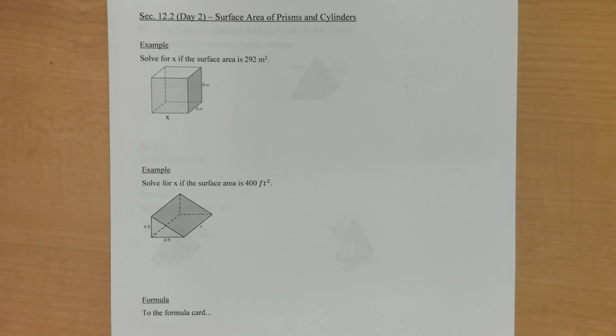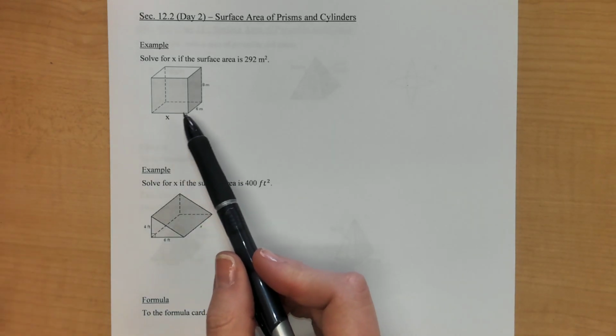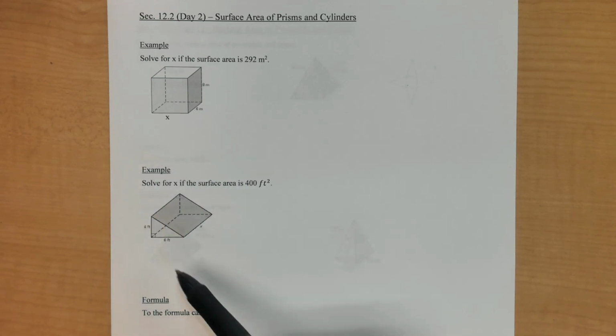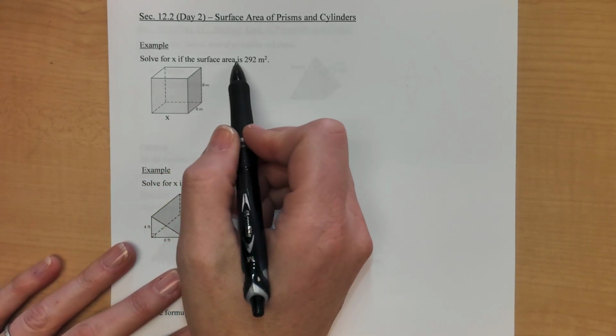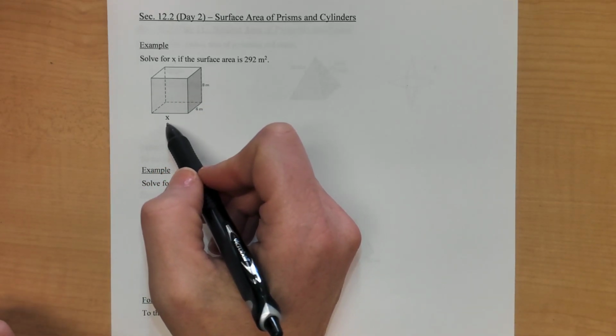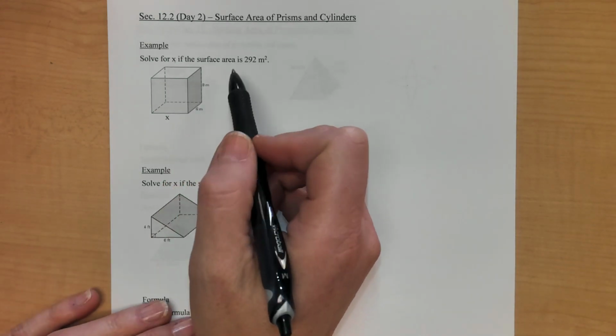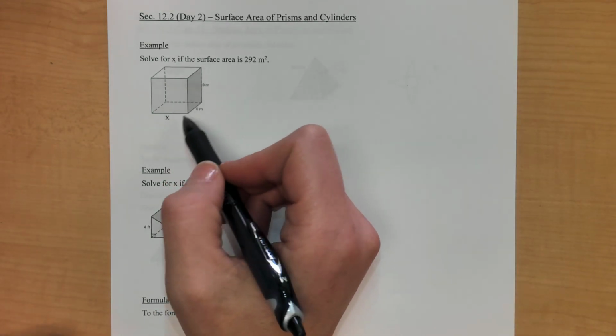Okay, this is section 12.2, and we're going to finish up our surface area of prisms and cylinders, and we're going to move past just finding surface area. We're going to do a little solving today, and then we're going to do cylinders at the end of the lesson. So to start off, this one says, can you please solve for x if the surface area is 292? Instead of me giving you a number here and you finding surface area, I'm telling you what the surface area is and asking you to solve.